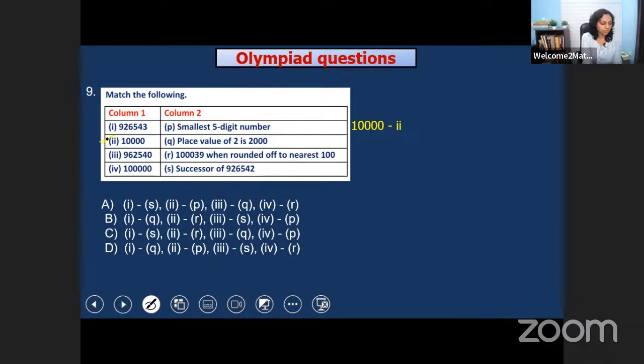So easy, it's 10,000, and you see in column 1, in 2 it is saying 10,000. So P is 2. We already got this. P is 2. So now let me show you first the trick, and then I will show you the full answer.